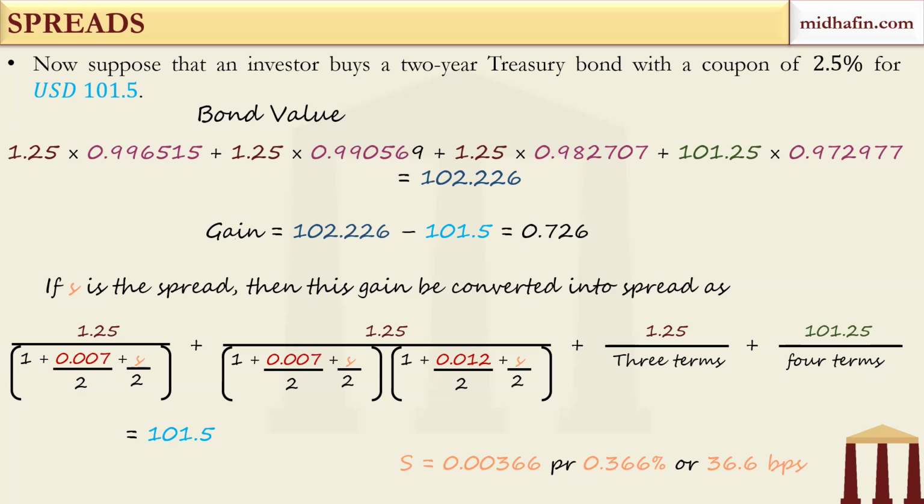Okay. So first, what you will have to do, they will give you the fair price as well as the price at which it was purchased. Fair price is 102.226. So what you will have to do in that case is calculate the yield using first the fair price. It's easy. It's a 2-year bond, semi-annual coupons. So your N will be equal to 4.